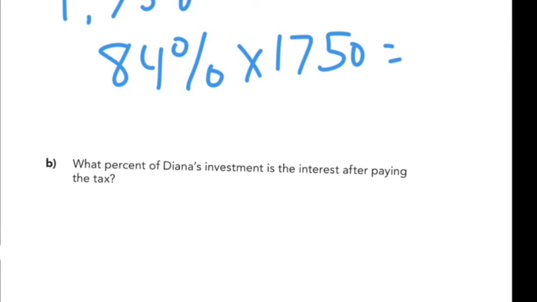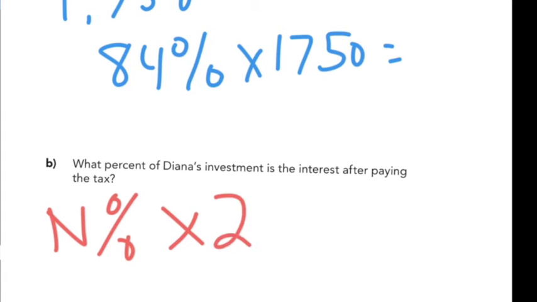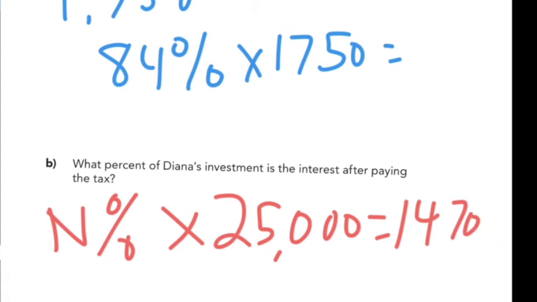What percent of Diana's investment is the interest after paying the tax? Okay, so we don't know the percent, so what percent of Diana's investment, so we're going to multiply it by 25,000 because that's what she puts into the bank, is the interest. So the interest we know is $1,470. And if you solve for n, you're going to figure out then what her percent is going to be.